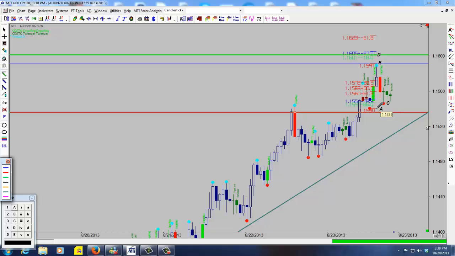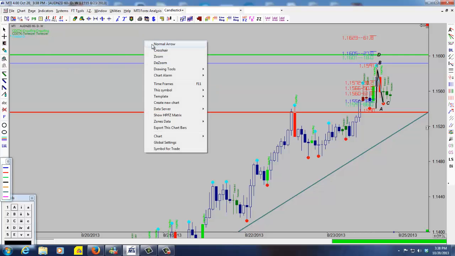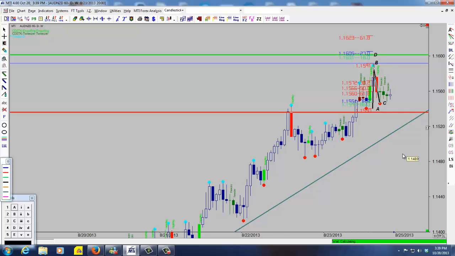So this was A to B, right? B retraced. Okay, we don't want that extended. We're going to get rid of that there. All right. Now what we need to do is let's see what happens with the market. We're looking for price to come to the D extension. All right. So let's move and see what our candles do.